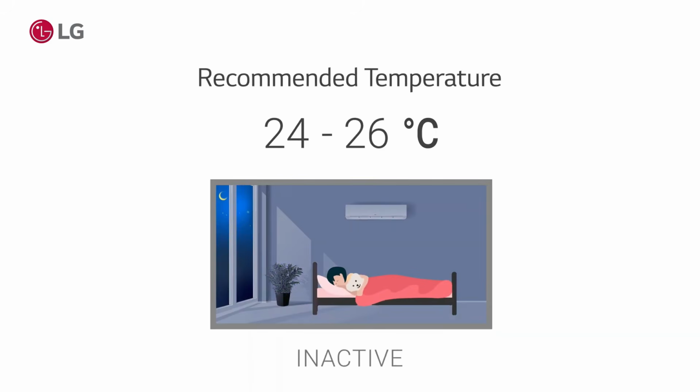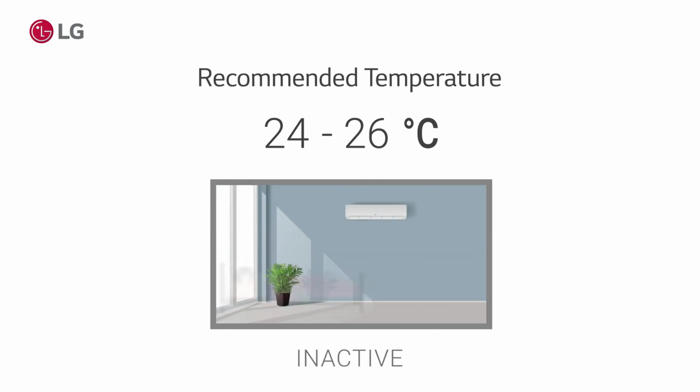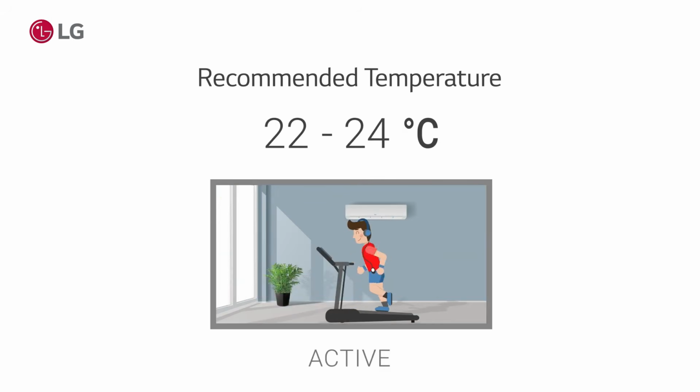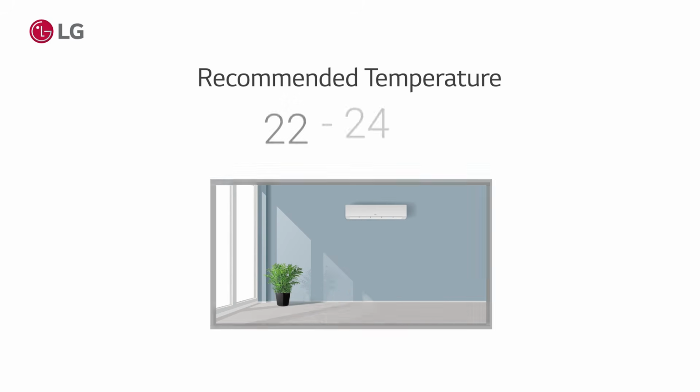Here are the recommended temperatures based on your room temperature. While sleeping, we recommend setting your temperature between 24 and 26 degrees Celsius. When active, set the temperature between 22 and 24 degrees Celsius.